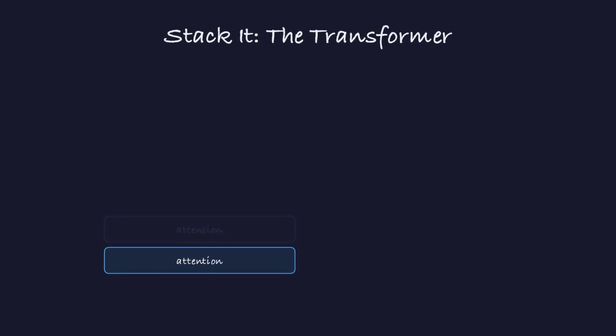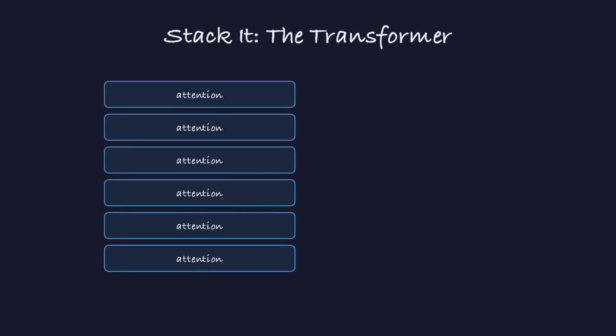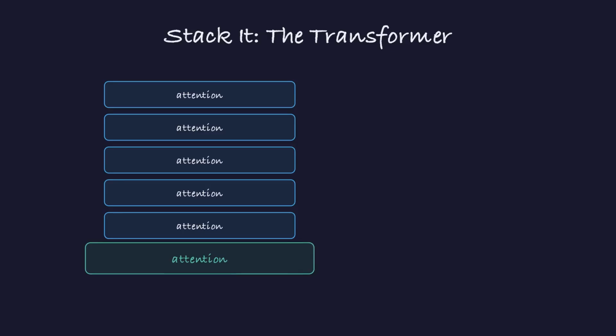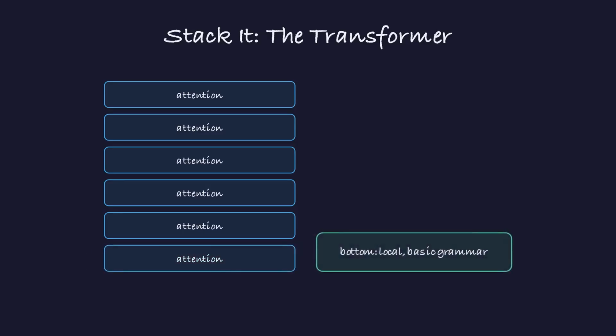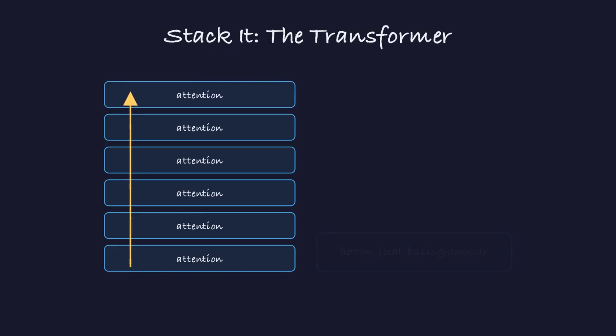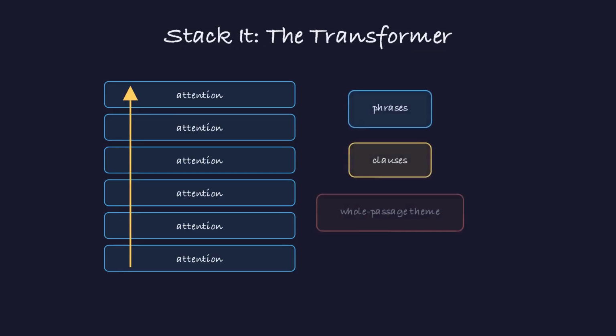Now the last move, and it's why it's called a transformer. You take this whole attention operation, and you stack it, dozens of layers deep. And something beautiful happens as you climb. In the bottom layers, words attend to simple, local stuff. The word right next to them, basic grammar. Move up and the attention gets more abstract. It starts linking whole phrases, then clauses, then the overall theme of the entire passage.